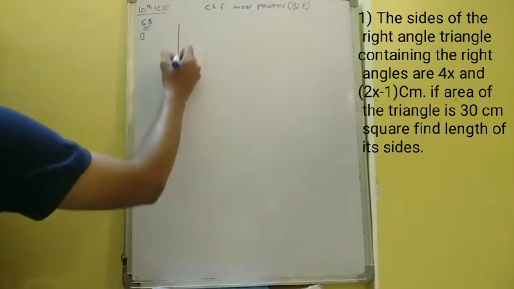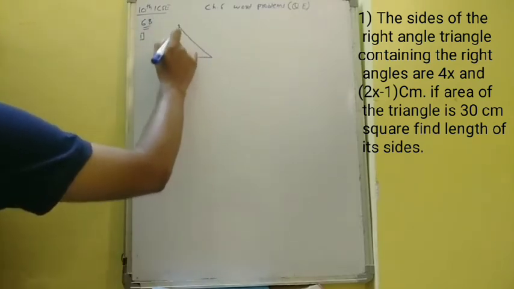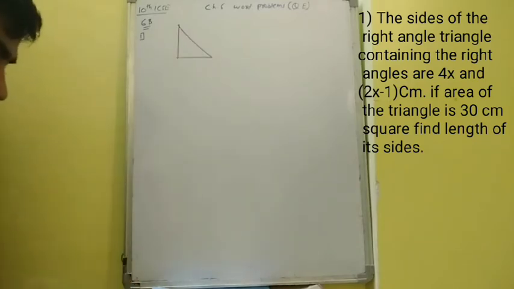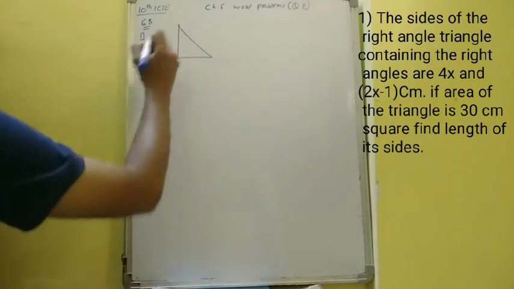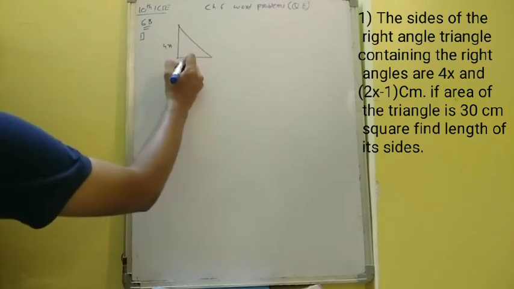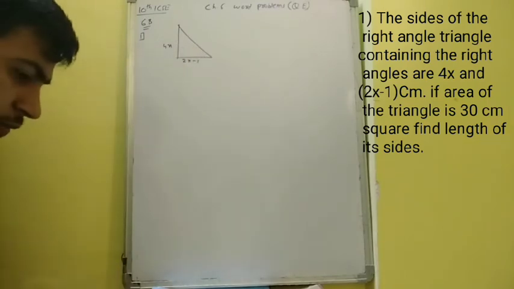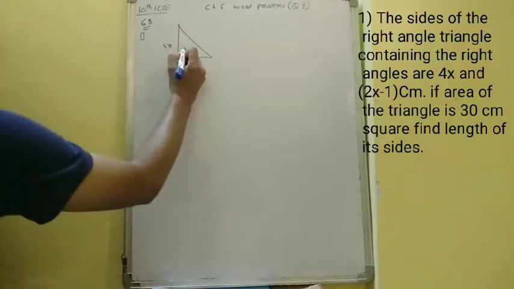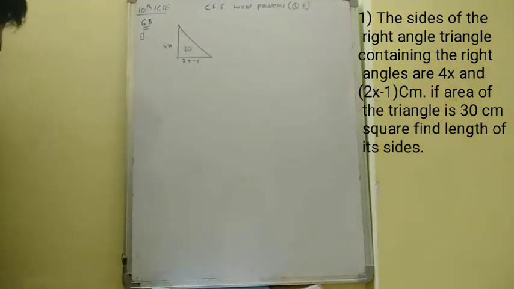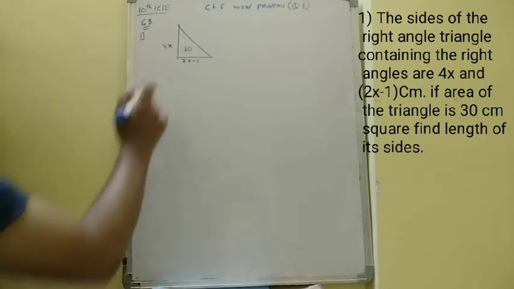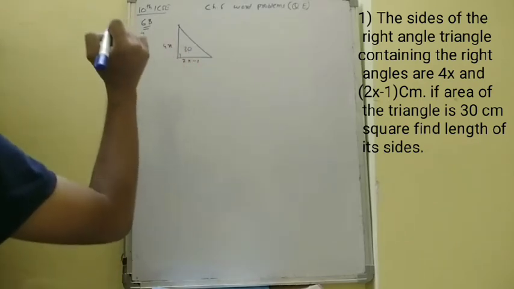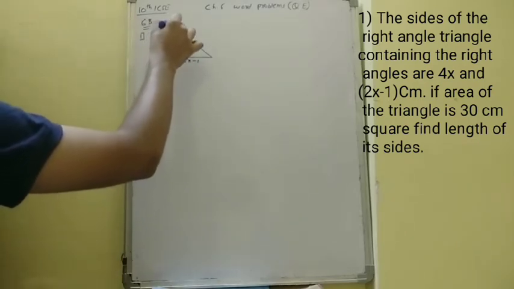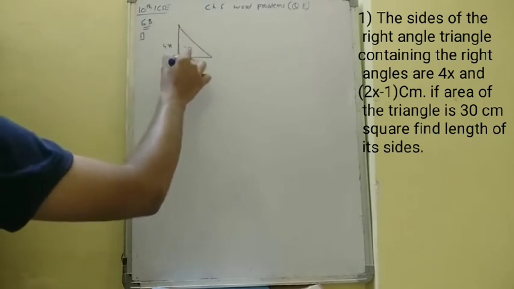So this is a right angle triangle and these are the sides containing the right angle, which are 4x and 2x minus 1. If the area of the triangle is 30, we need to find the length of the sides. Okay, as this is a right angle triangle, we know that this is the height, this is the base.